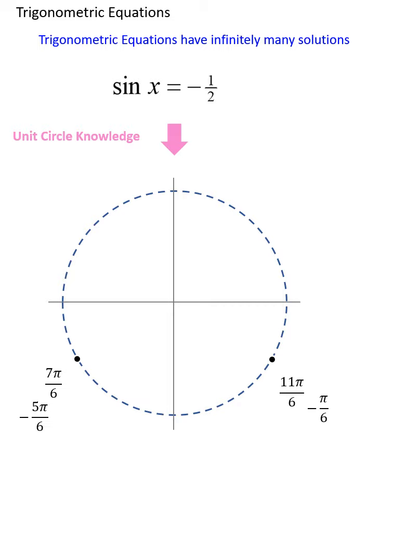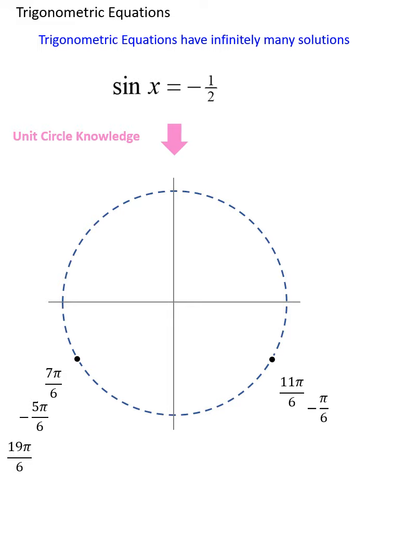Well, let's see, what else would be a solution? Negative 5 pi over 6 is coterminal with positive 7 pi over 6. That's another solution, as is 19 pi over 6, which is just going once around the unit circle plus an additional 7 pi over 6. And I could go on and on. The point being, trigonometric equations typically have infinitely many solutions.